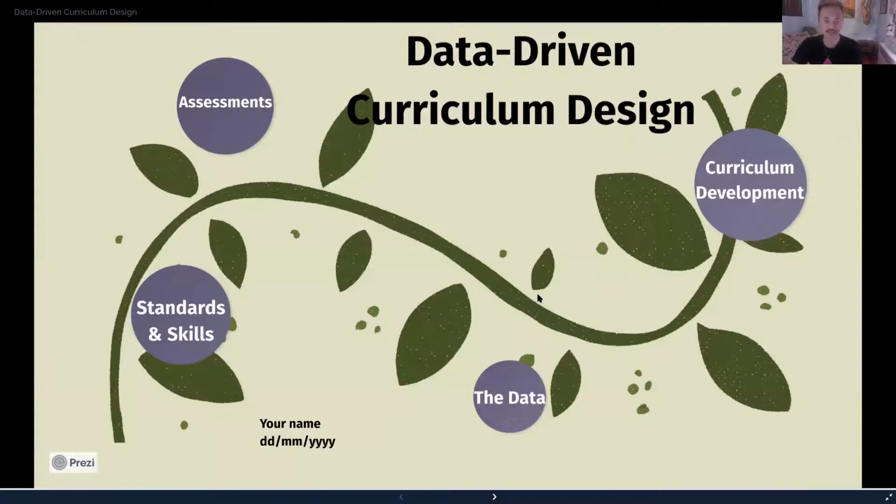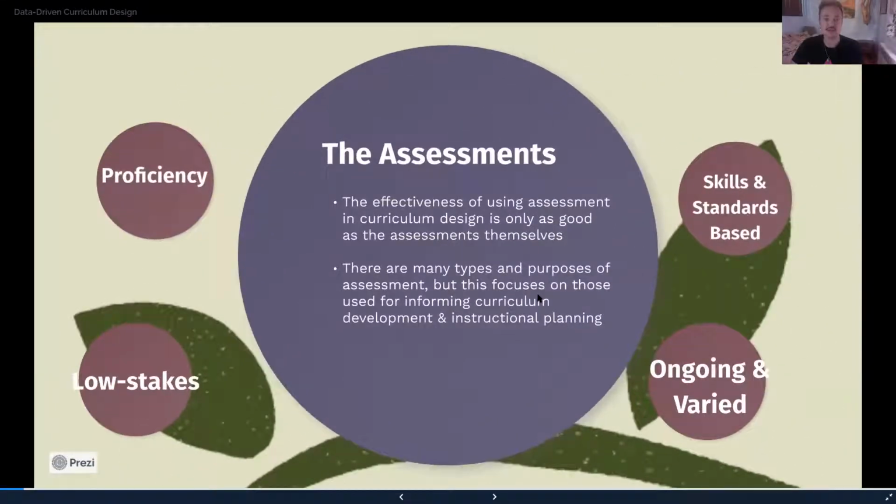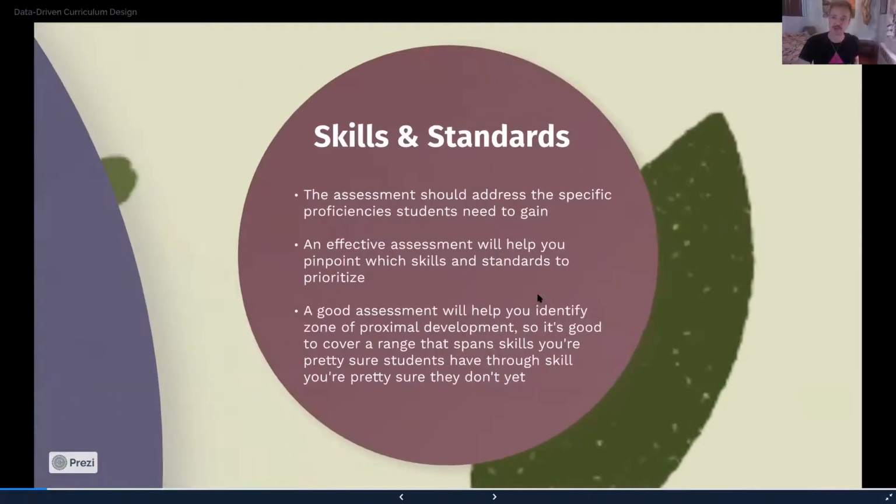Today, we're going to talk about data-driven curriculum design, which is all centered around the assessment. Your data is only as good as the assessment, so this is very important. Assessments should be based on skills and standards, and you're looking to identify a student's zone of proximal development.